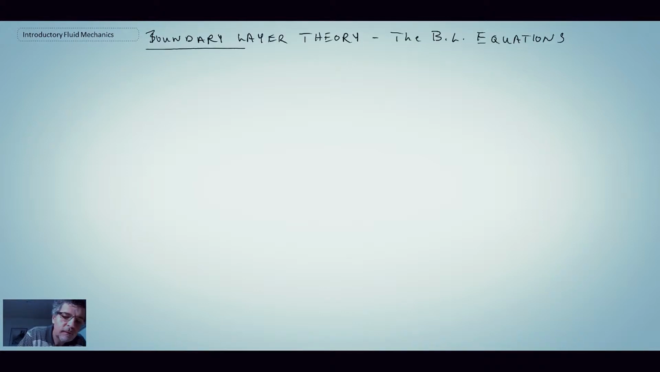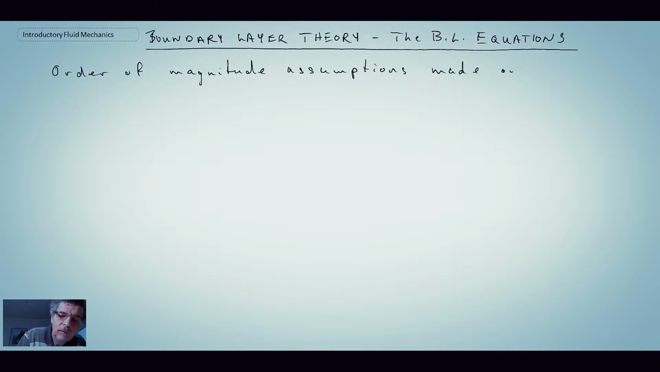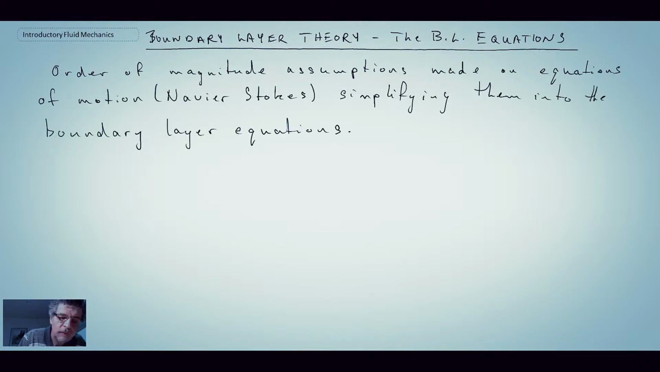In this segment, we're going to take a look at the boundary layer equations. What we're going to be doing is a little bit of an order of magnitude analysis. We take the governing equations, the Navier-Stokes equations, and we simplify them using this order of magnitude approach, where we look at large terms, small terms, and we neglect the smaller terms.